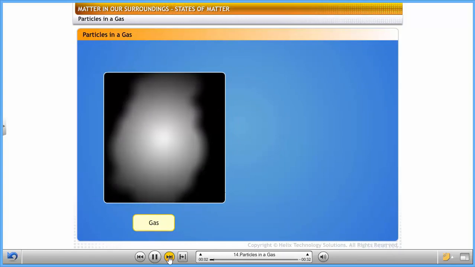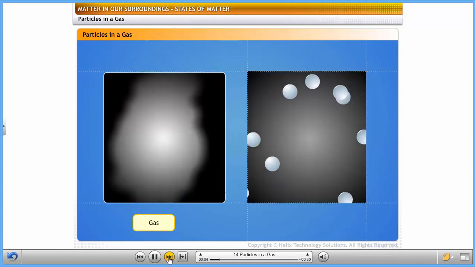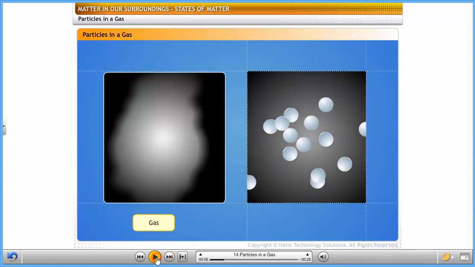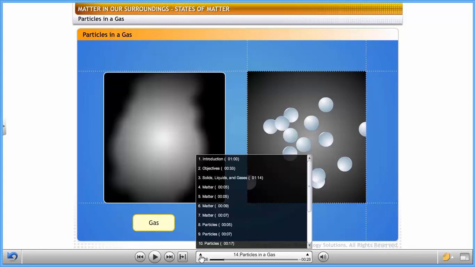In gases, the particles are not packed together at all, because their kinetic energy. Okay, this is the lesson. Anytime you may pause, move forward, backward, and here is the content of this lesson. If you want to go to any particular slide, you may click that slide and it will play again.